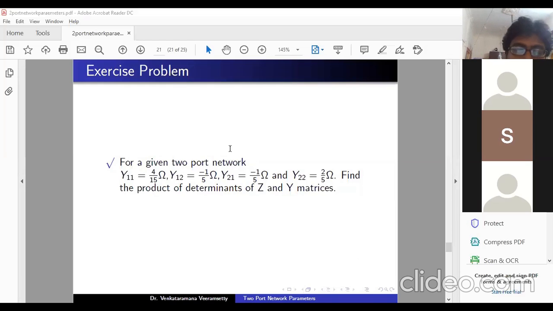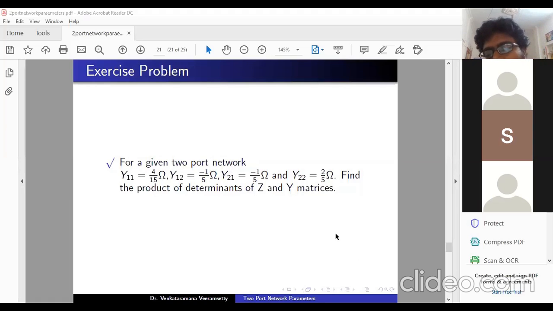Later find the determinant of the Y matrix. Later find the determinant of the Z matrix. Now multiply both determinants and give the value. What is the value of the product of the determinants of the Z and Y matrices? Right? So please try to solve this problem and please provide the answer.